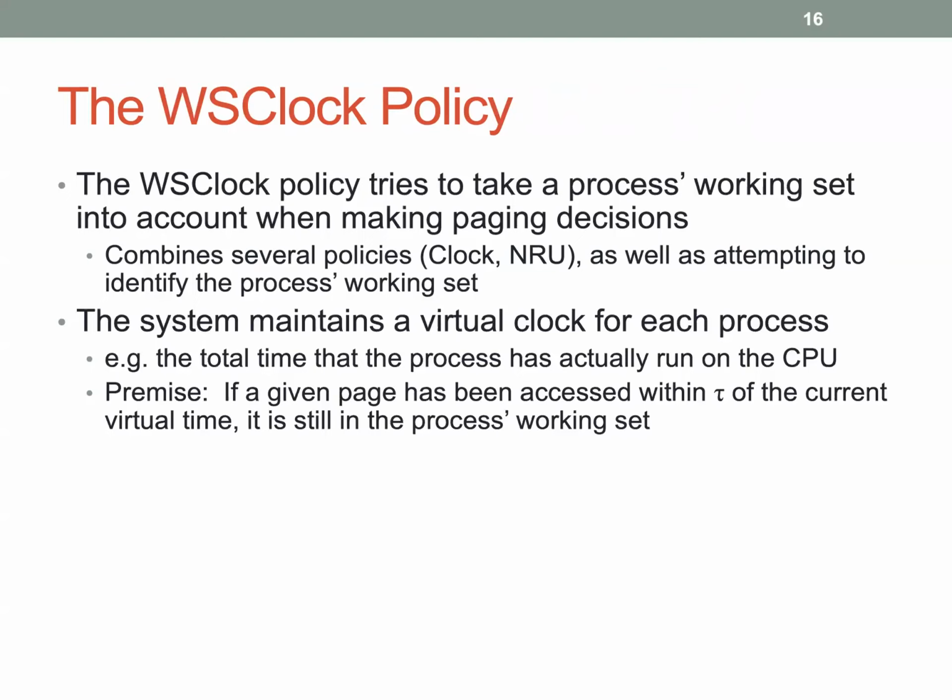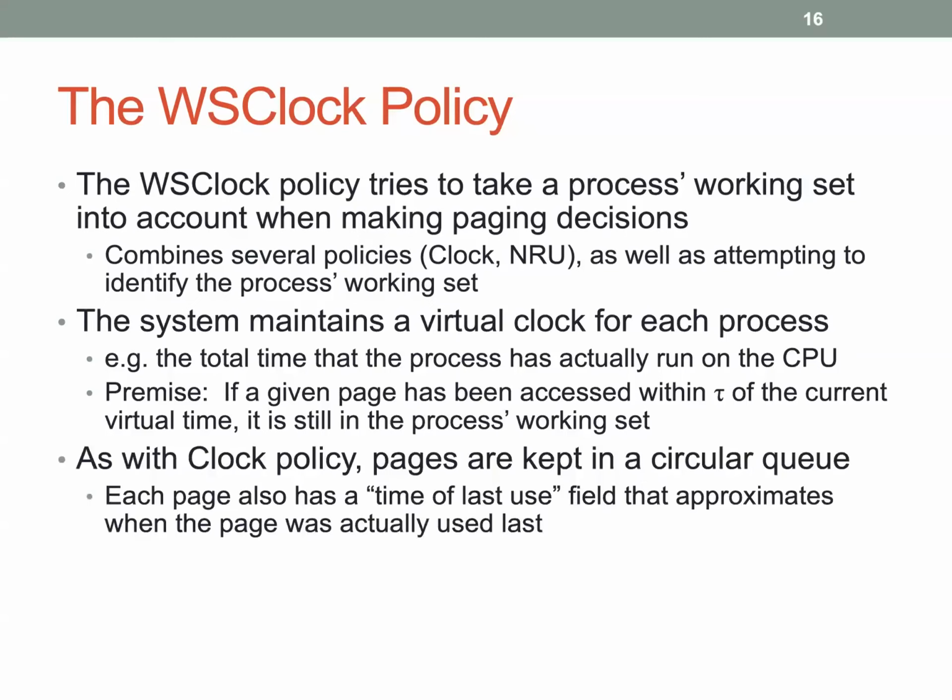And that'll become more important when we talk about page allocation policies on Monday. So you can imagine that you can do paging decisions on a per-process basis or on a global basis. So we have a virtual clock, at least is the way we're stating it right now, a virtual clock per process. And basically we can use that virtual clock to decide which one was accessed furthest in the past. Okay. So pages are kept in a circular queue, and each page also has a time of last use value associated with it. And that's going to be taken from this virtual clock.